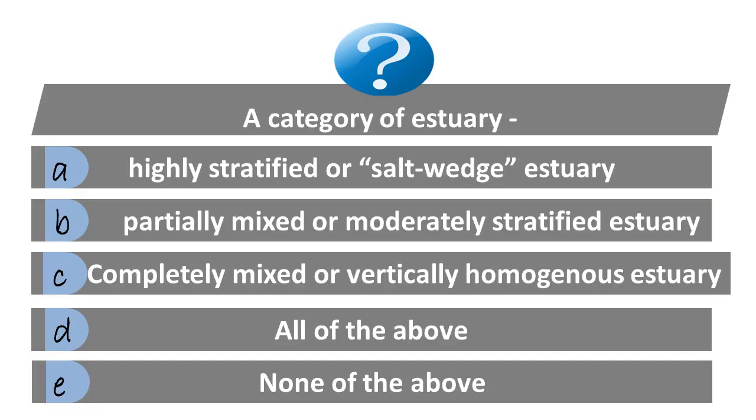Okay? A category of estuary. A. Highly stratified or salt wedge estuary. B. Partially mixed or moderately stratified estuary. C. Completely mixed or vertically homogeneous estuary. D. All of the above. E. None of the above.